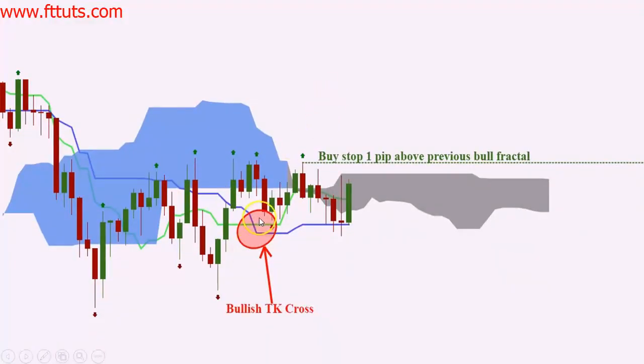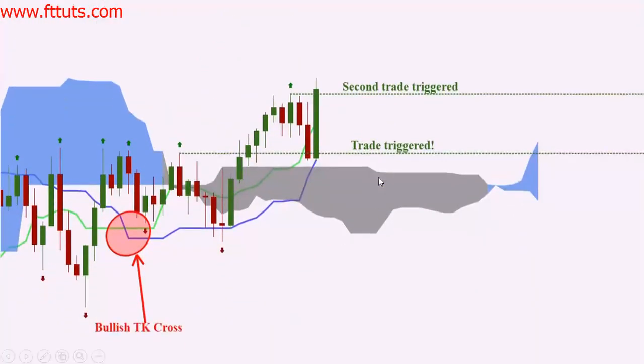All right, so basically you can see we have a bullish TK crossover, and here's the first fractal after the TK crossover. All right, so after the bullish crossover, this is the first entry we can take. All right, and it doesn't matter about this ranging. We're going to take the first bull fractal after the bull crossover. If we put our buy stop 1 pip above this previous bull fractal, bam, we're in the trade, triggered.